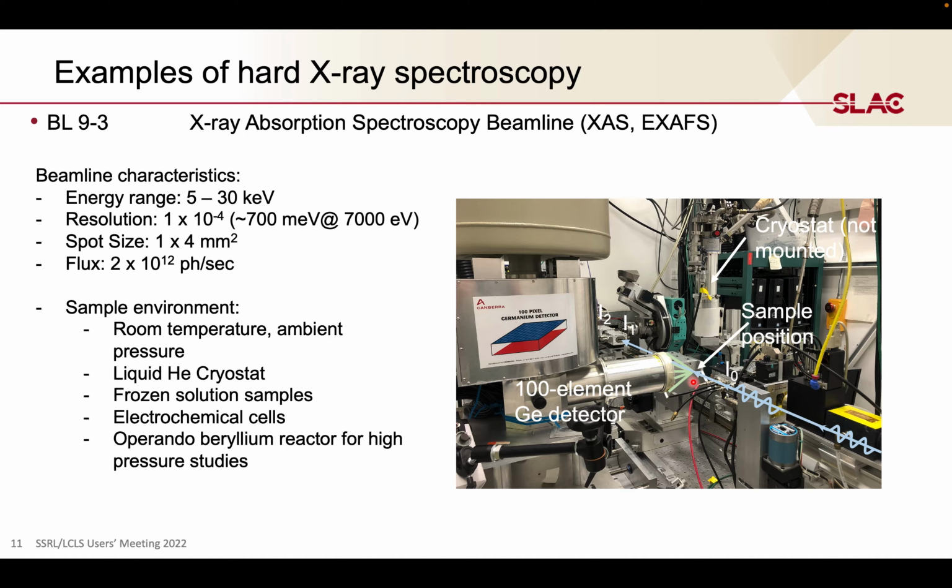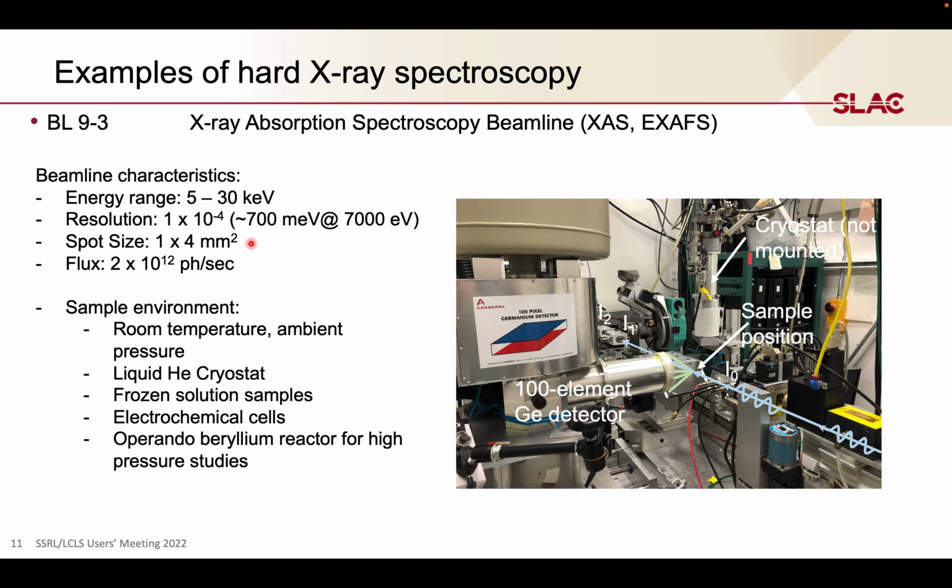So then this beamline, as I said, is a hard X-ray beamline. It has an energy range from like 5 to 30 keV. Spot size like 1 by 4 millimeters squared that you can slit down if you need fewer photons, or if you need larger spot sizes on your sample, with a flux of around 2 times 10 to the 12 photons per second.